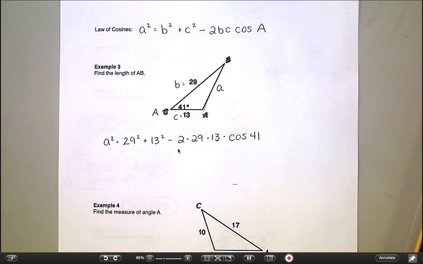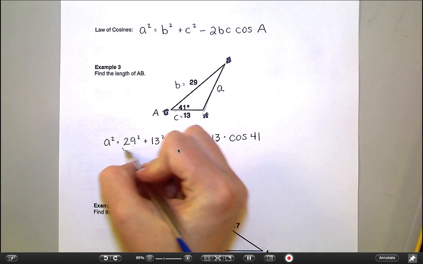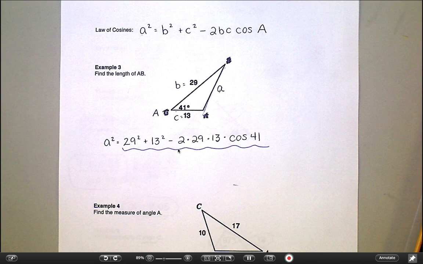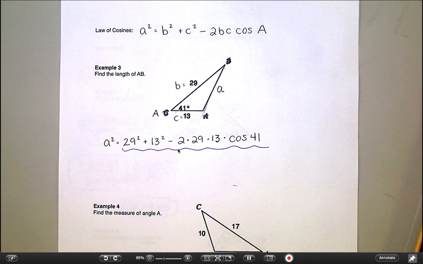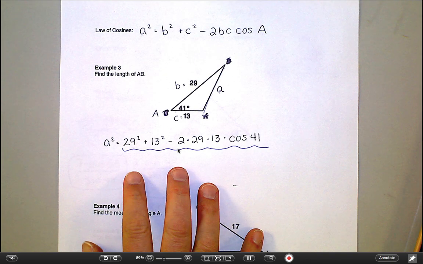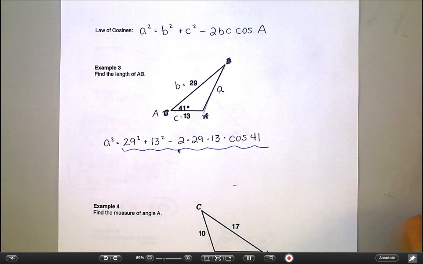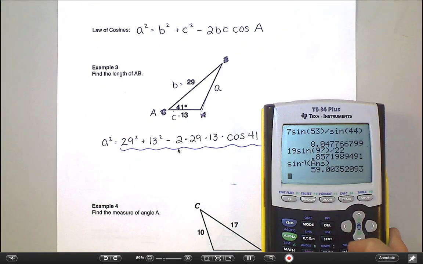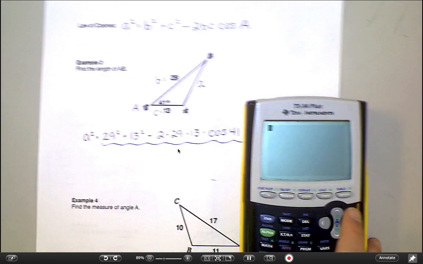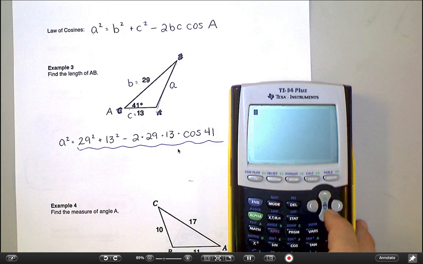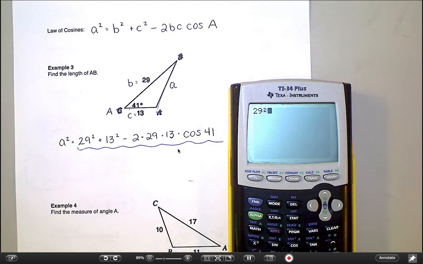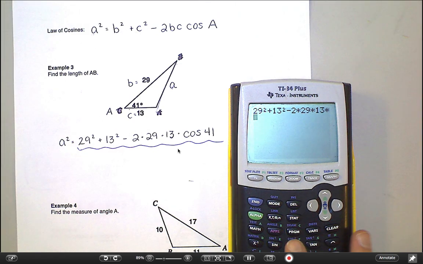And I know that looks complicated, but here's what I like about this. All of this can go straight into your calculator. So anytime you're using law of cosines to look for a side length, you're going to be able to go straight to your calculator. Let me start us with a clean screen here. And I'm just going to type in 29 squared plus 13 squared minus 2 times 29 times 13 times cosine 41.